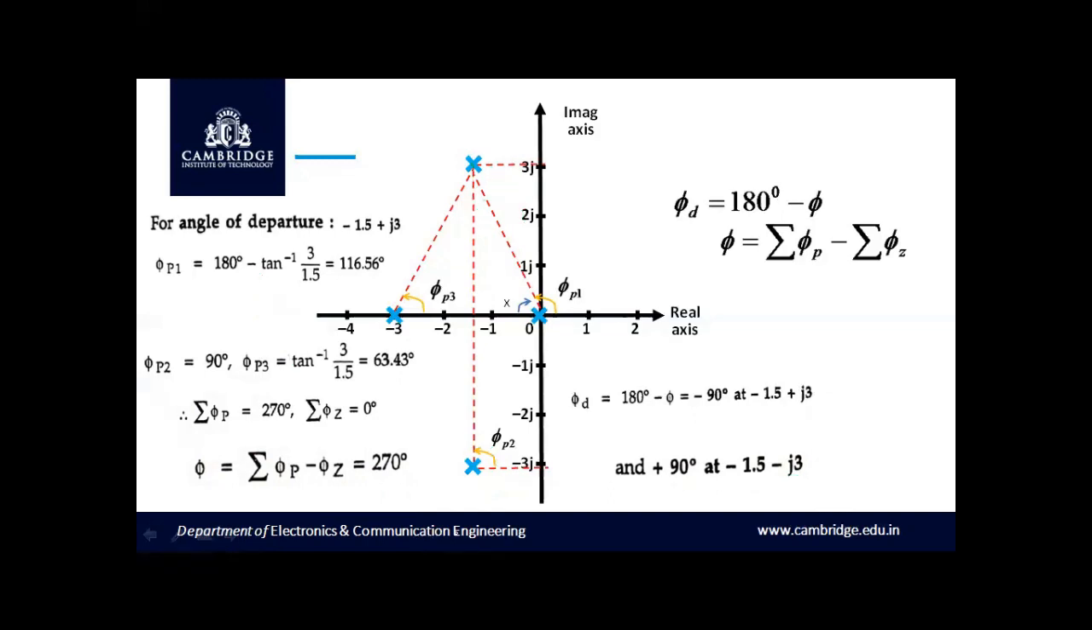And this is the procedure to calculate the angle of departure for a given complex conjugate pole. Exactly at an angle of minus 90 degrees, the pole starts moving. This shows the movement of the pole with respect to the increase in value of k. Similarly, on the other side, as the angle of departure for this pole is exactly plus 90 degrees, the pole starts moving in this direction.